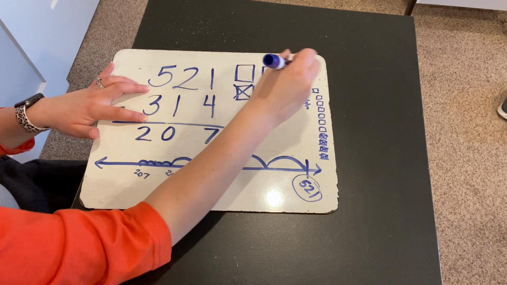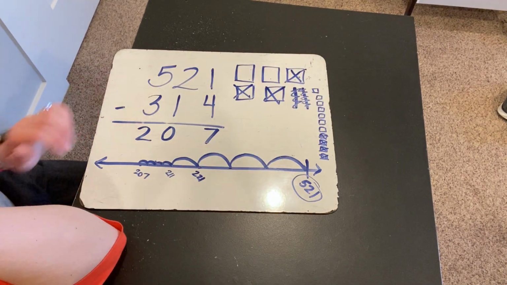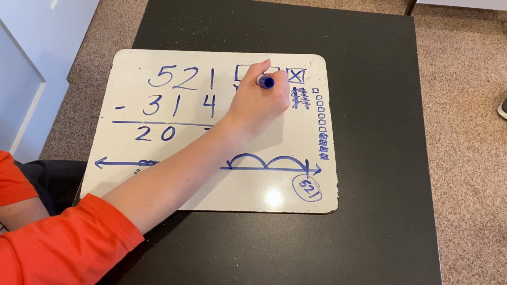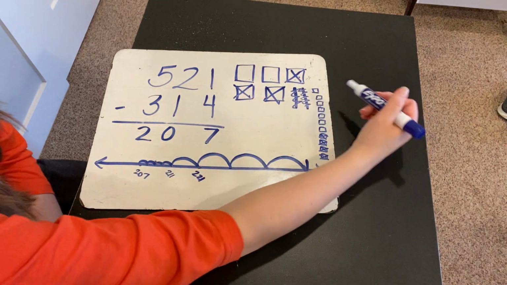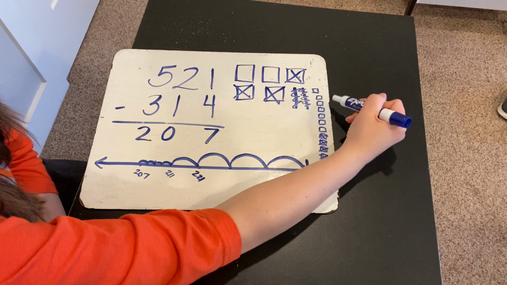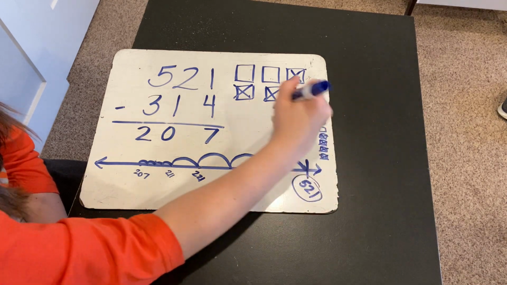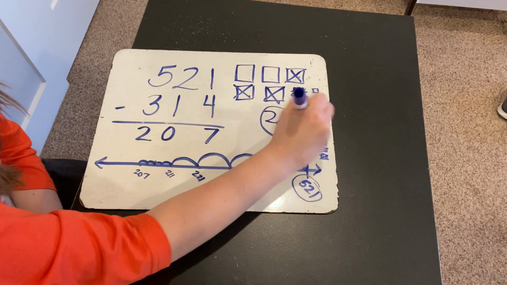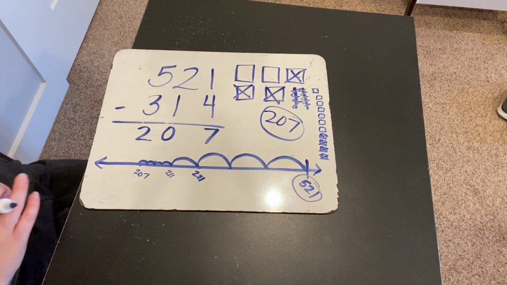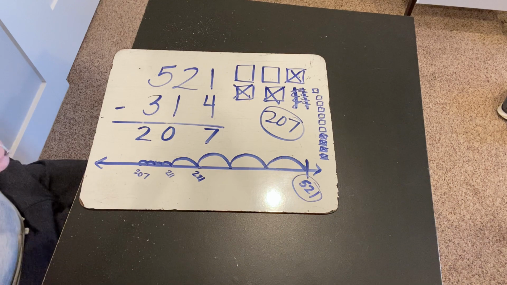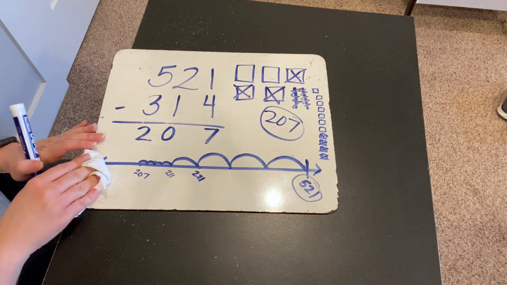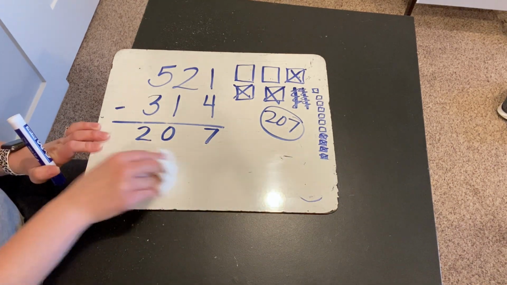1, 2, 3. Now we count what's left. 100, 200, 201, 202, 203, 204, 205, 206, 207. So even with our base 10 block model, we got the answer of 207. So see, you can solve these problems using lots of different strategies, not just one way.